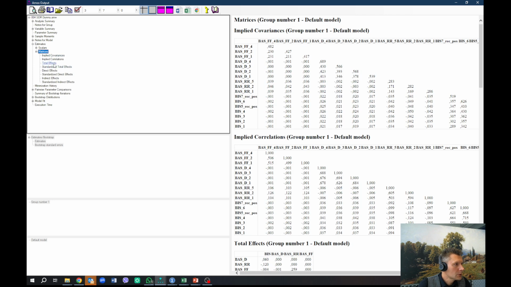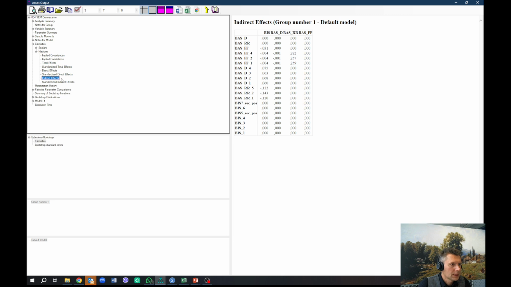And here we want to look at the indirect effects. If we look at the indirect effects, you can see whether we had some. So BIS on BISFF, the effect on the final. So we can see what effects we have. We have an indirect effect from BIS to BISFF. We have not only the direct, it means we also have indirect effects.